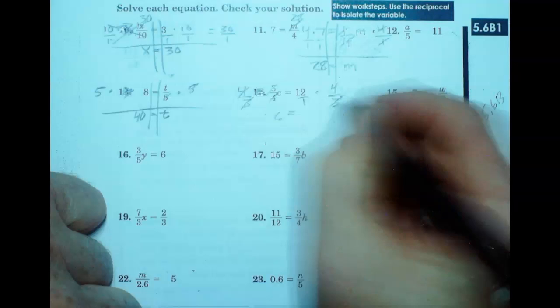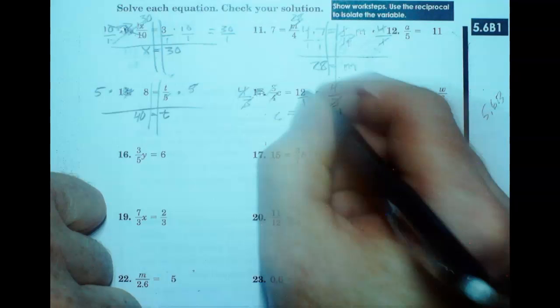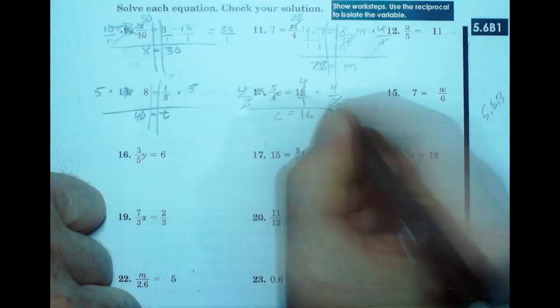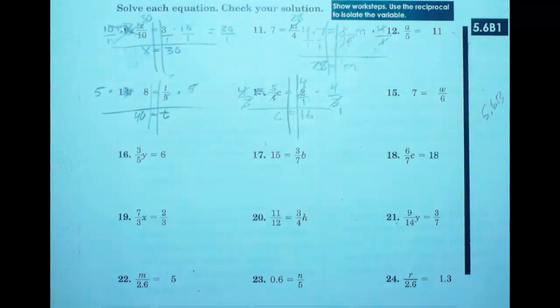So divide by 3 here to make it a little bit easier. 4 times 4 is 16. Draw my bar, my railroad tracks. C equals 16.